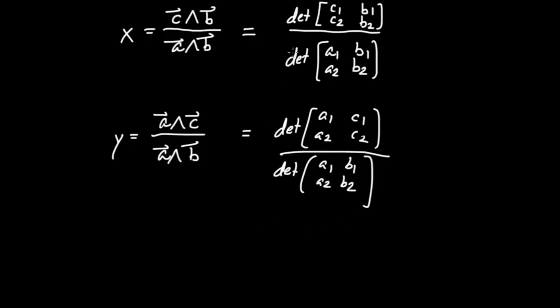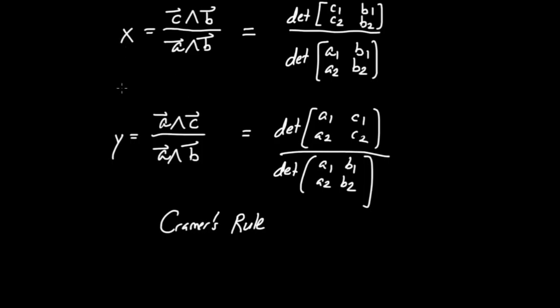And of course, these formulas only make some sense when the determinant of this matrix is non-zero, because you can't divide by zero. And when these formulas are interpreted in this way, as a ratio of two determinants, in linear algebra, this is called Cramer's rule. And usually it's introduced in this fashion, as a ratio of two determinants of a matrix.